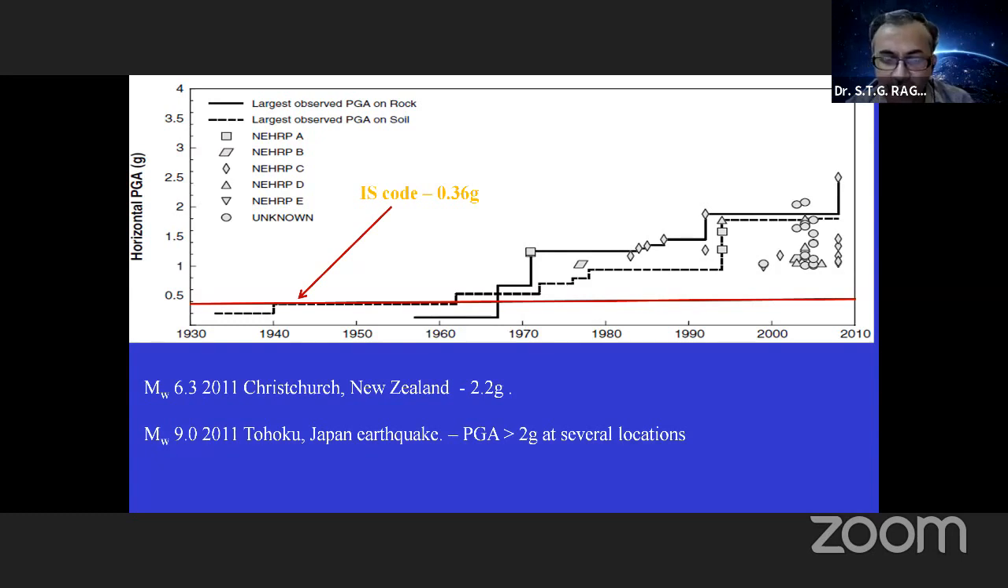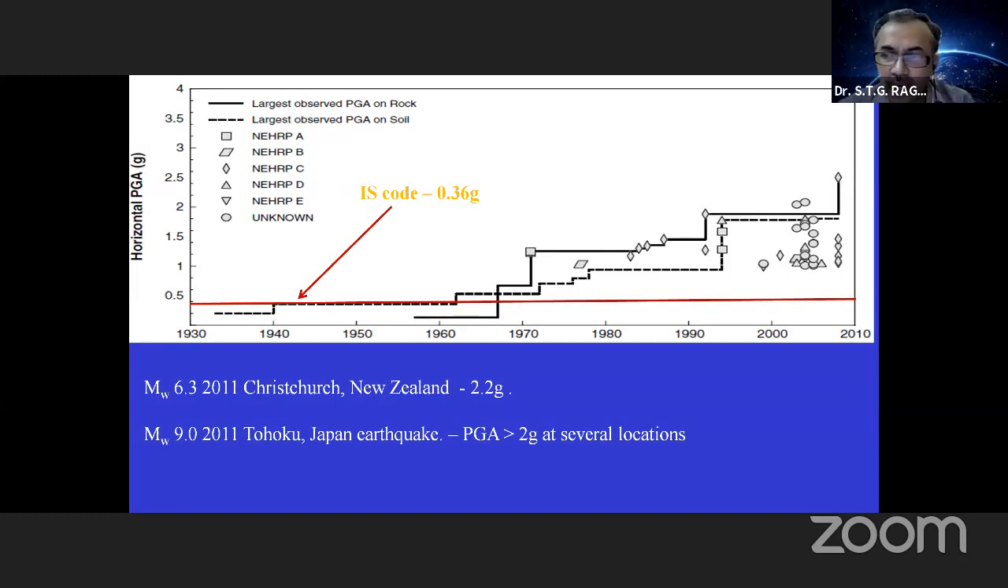As earthquakes are occurring, instruments have come into the picture, and people have recorded them. I have plotted here the x-axis, which shows the year from 1930 to 2010, and the y-axis, which shows the maximum horizontal PGA recorded till date. Somewhere in the 1930s, when the first instruments started coming into the picture, the maximum PGA recorded was something around 0.2g. At that time, people thought that earthquakes cannot produce PGAs more than 0.2g. Now suddenly in 1940 there was one earthquake, I think Imperial Valley in the US, where the PGA observed was something around 0.31 or 0.32g.